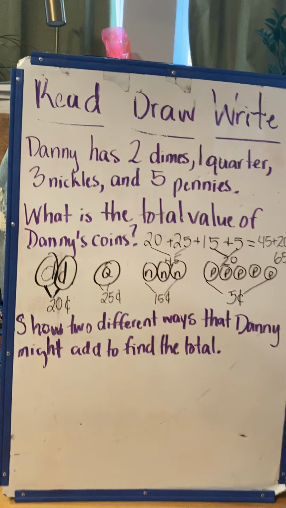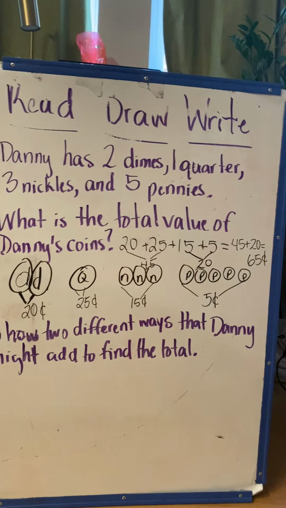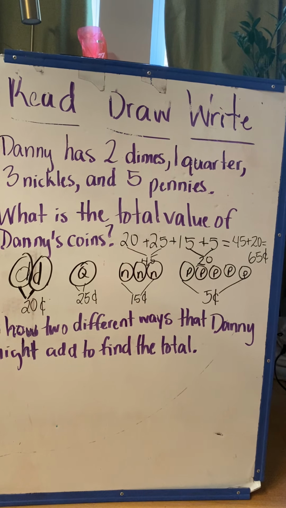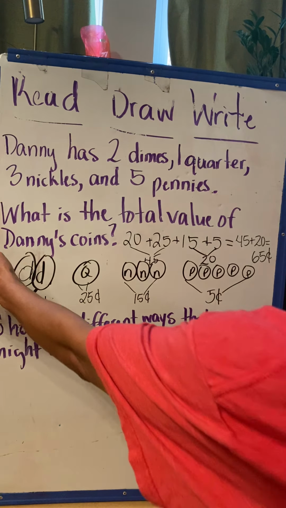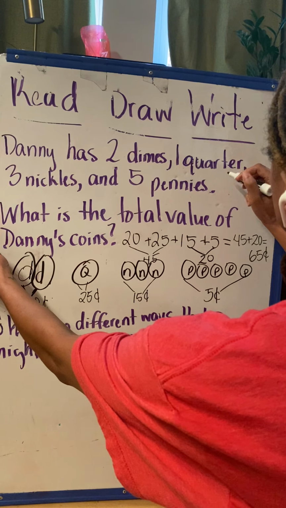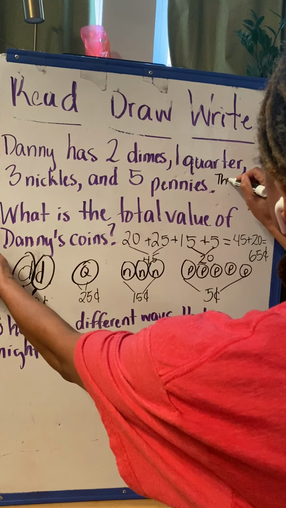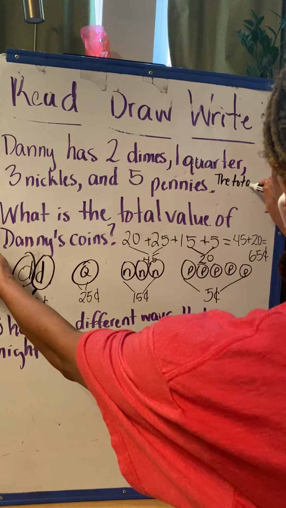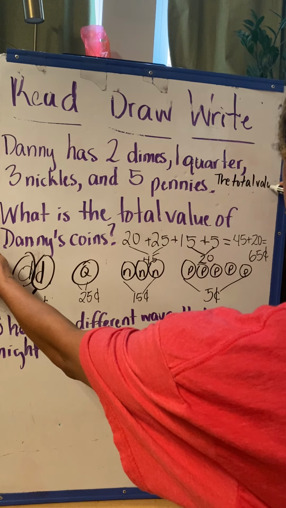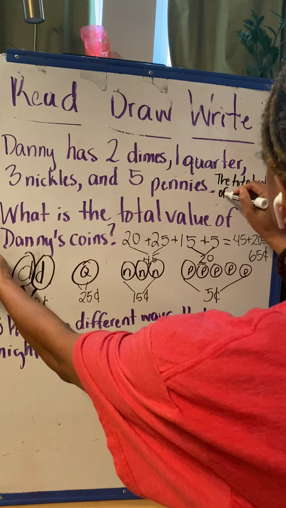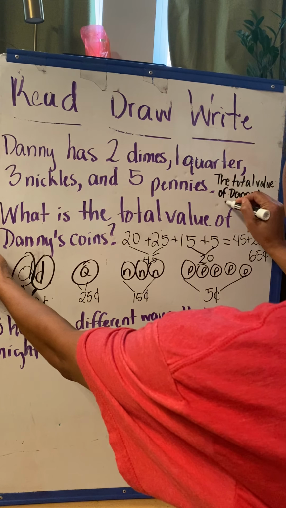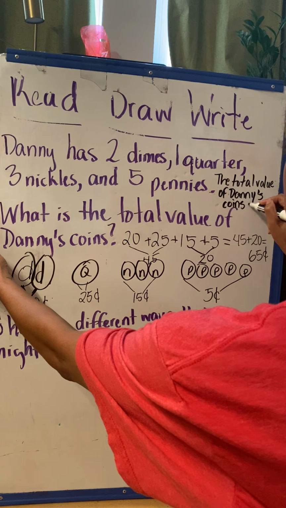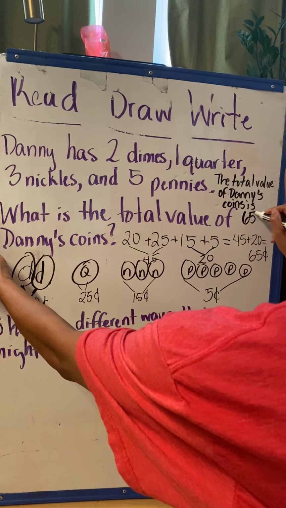So then I could write my sentence. The total value of Danny's coins is 65 cents. I'm going to squeeze it up here. The total value of Danny's coins is 65 cents.